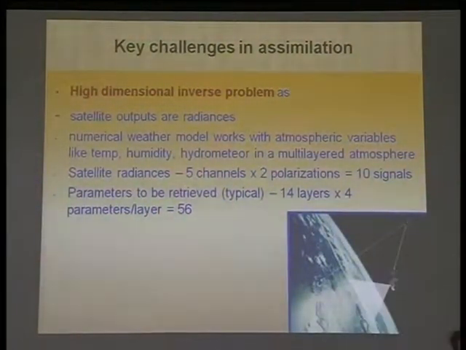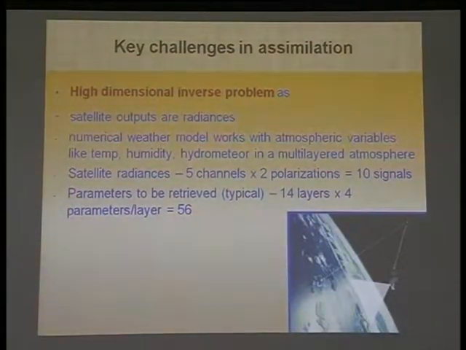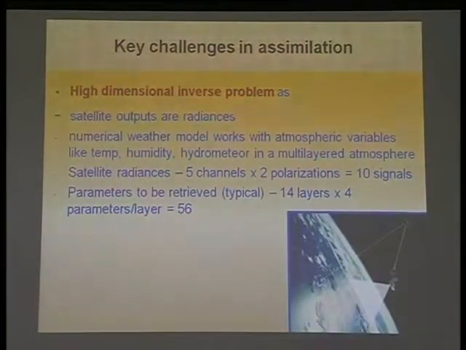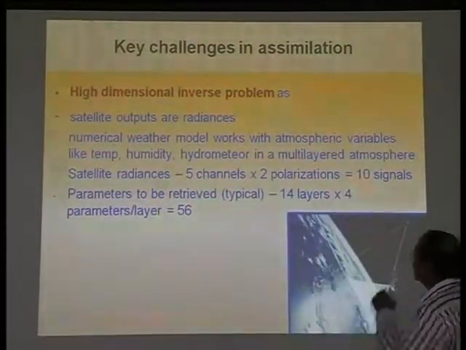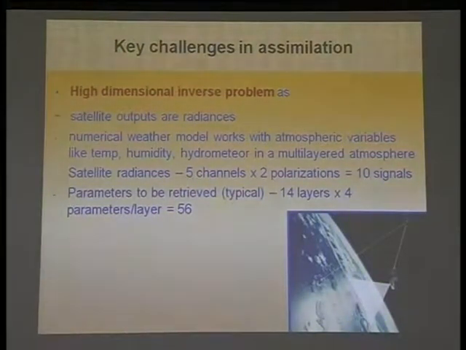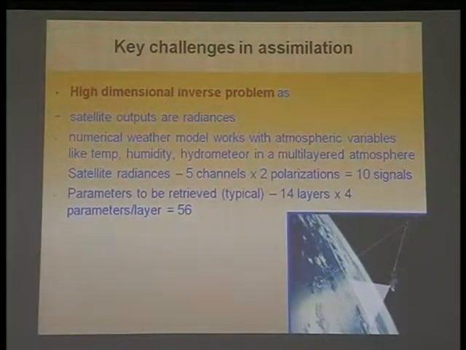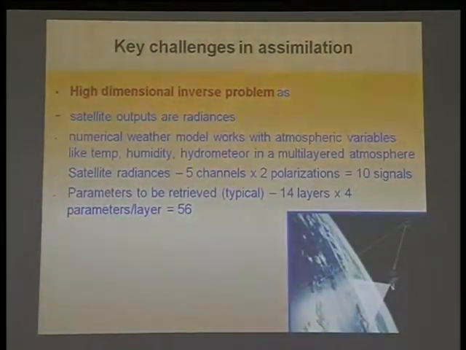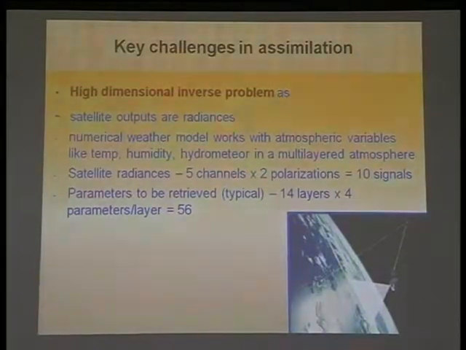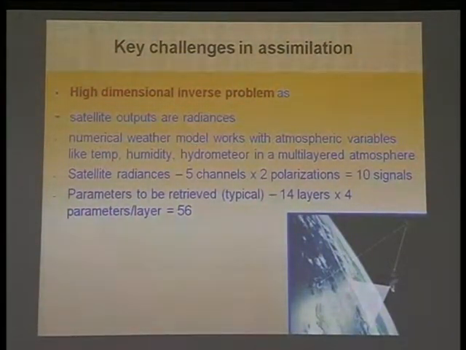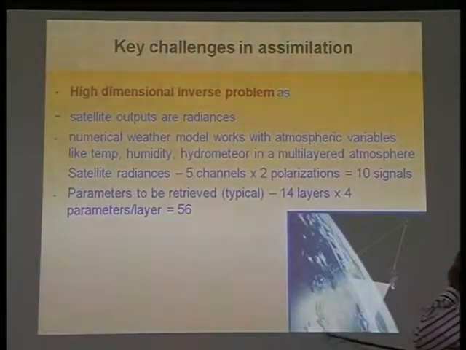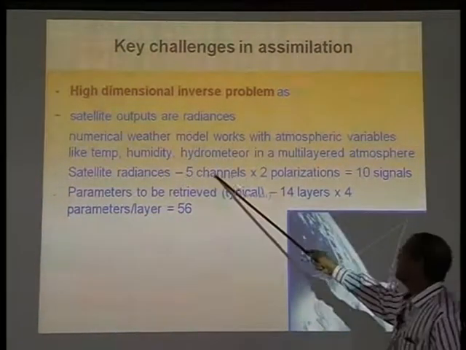The radiative transfer problem we have for this assimilation, if you want to assimilate microwave radiances, is a very high dimensional inverse problem, because the satellite outputs are radiances. The numerical weather model works with atmospheric variables like temperature, humidity and hydrometeors. Hydrometeors are basically cloud liquid water, cloud ice, precipitating water, precipitating ice. Of course, if you look at mid latitudes and so on, you should also include snow, graupel and all that.